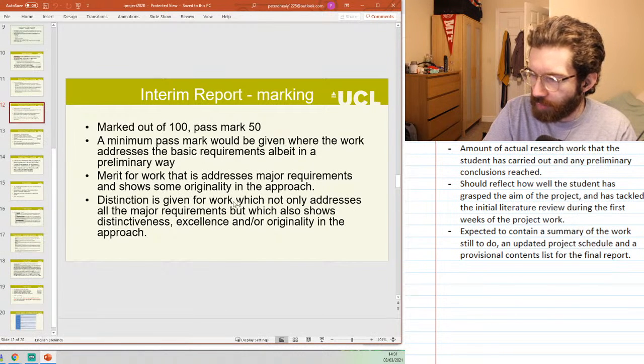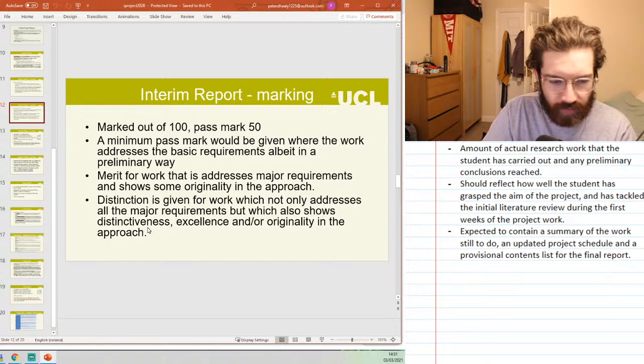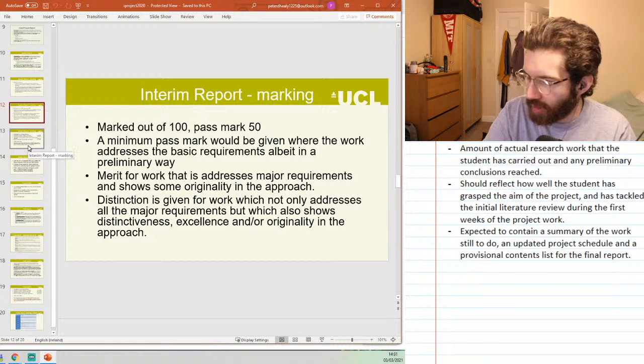It's kind of funny. It says distinction is given for work which shows distinctiveness. It's sort of like in The IT Crowd. Oh, good morning. That's a nice Tibetan bow you have there.